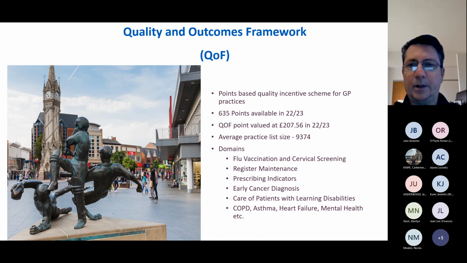If you have a list size that is, say, half of that, say 4,000, then the QOF points available go down in a pro rata way. Likewise, if the average practice list size is, say, 12,000, then the points available go up again. So it's weighted in terms of the size of the practice. But again, it's something that the practice has to work on and deliver to get its 635 points.